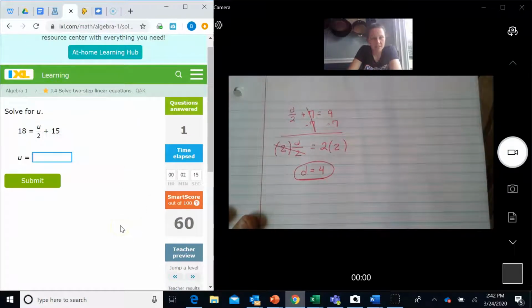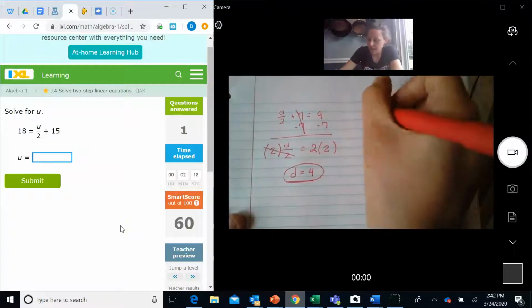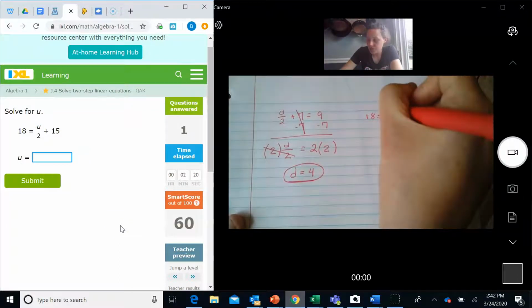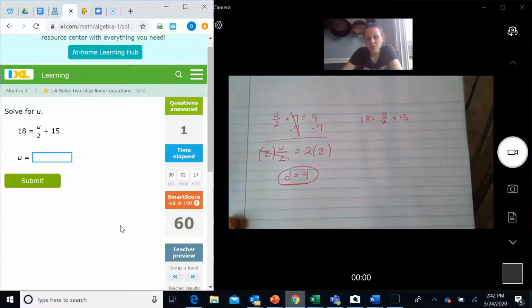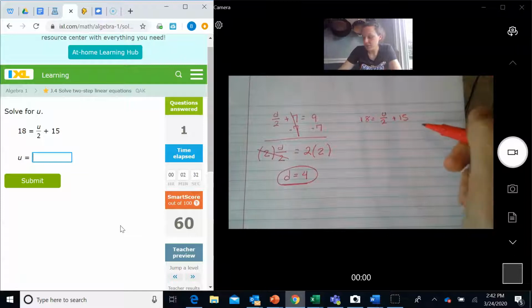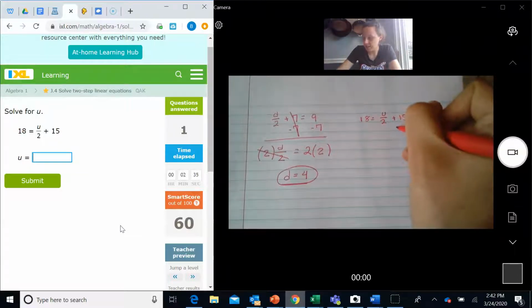Let's see one that's a little bit harder. We've got 18 is equal to U divided by 2 plus 15. Not too much harder, just some bigger numbers, right? So we're going to follow the same steps. I have to get the U term by itself, so I need to get rid of this 15. The opposite of adding is subtracting.